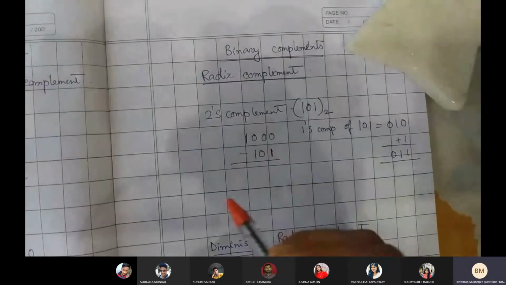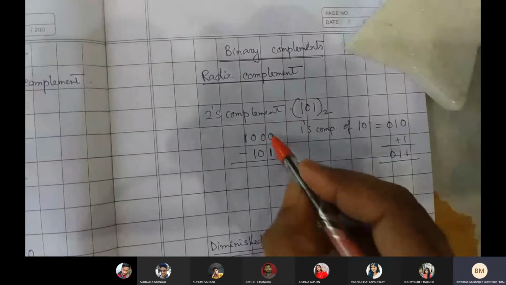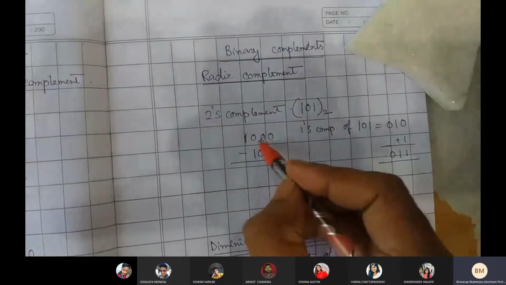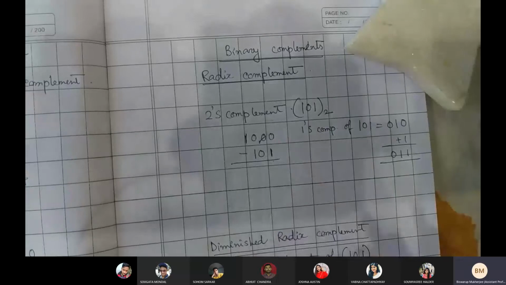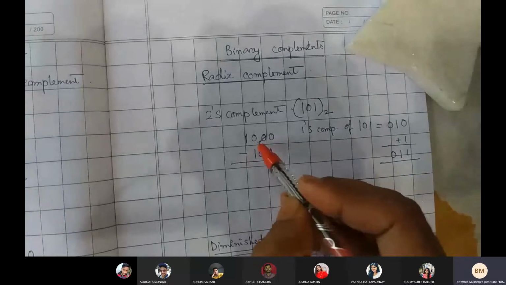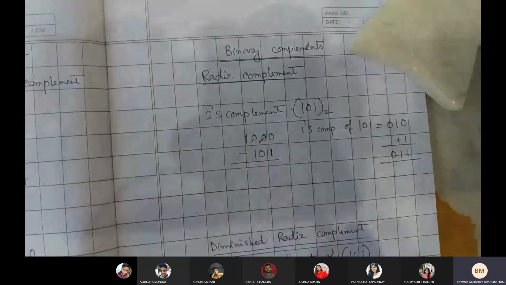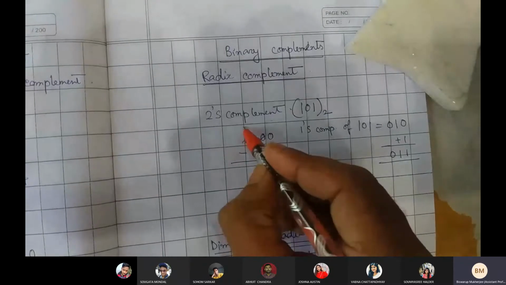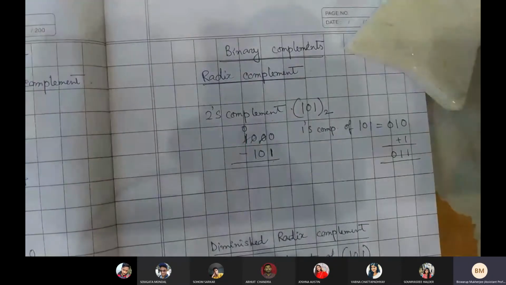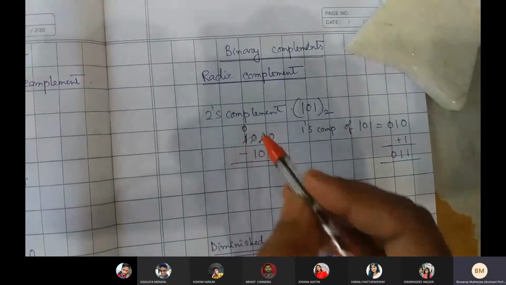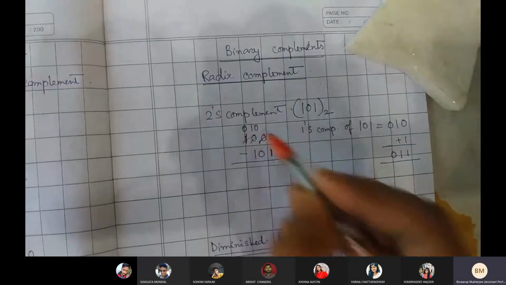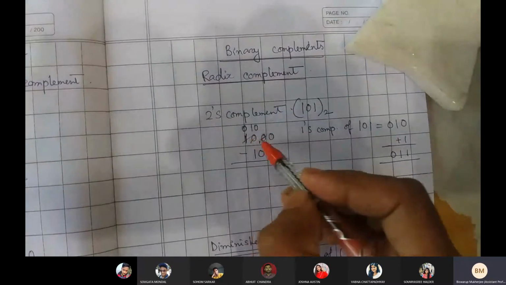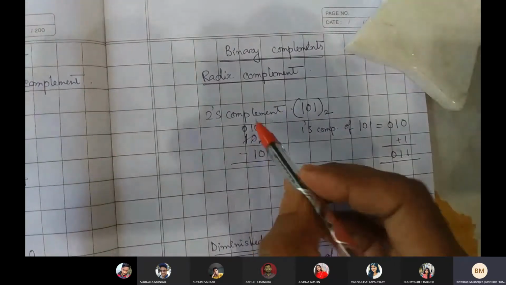You can also find it from here. Look at this, 1 minus 1. So you have to take a borrow from here. Not possible because it is also 0. You have to take a borrow from here. Not possible, so it is also 0. You have to take a borrow from here. So that is 0. Right? So it comes here as 10. Right? So from here, 10.